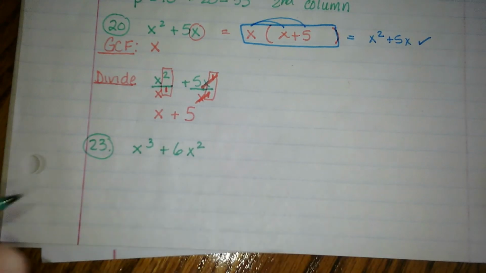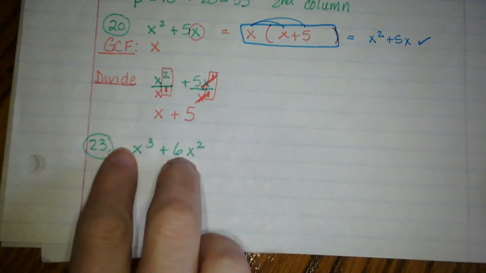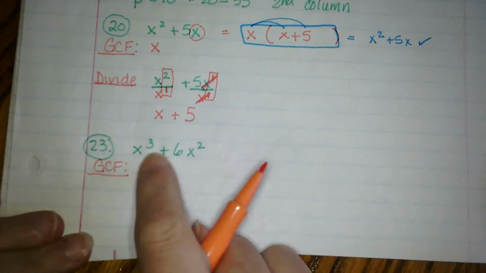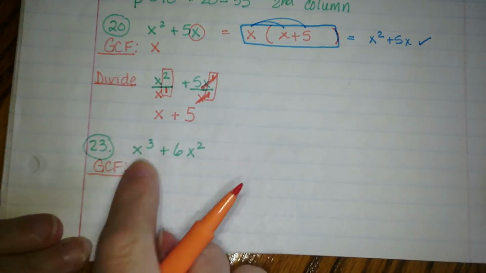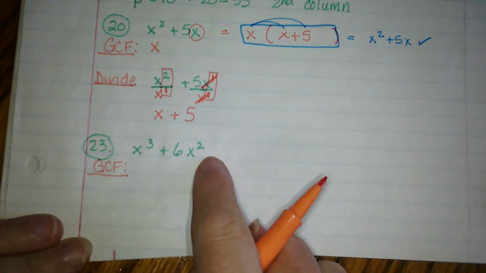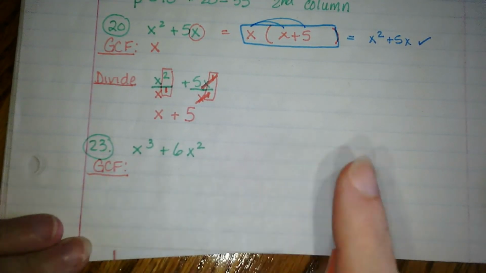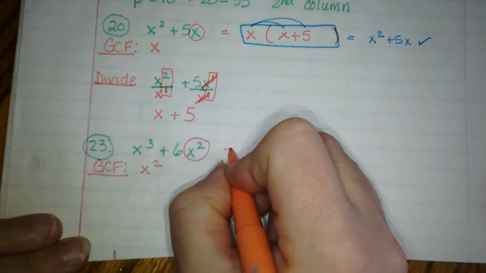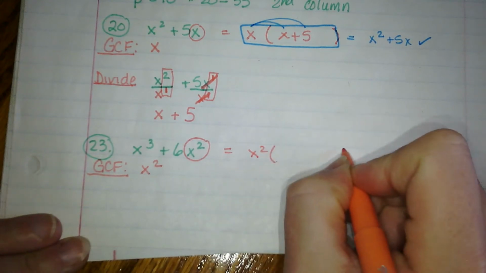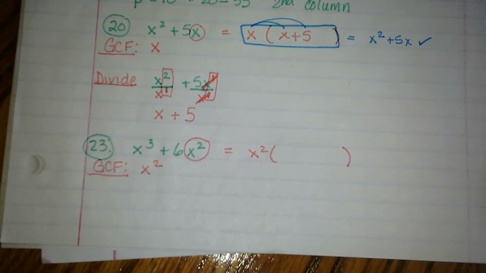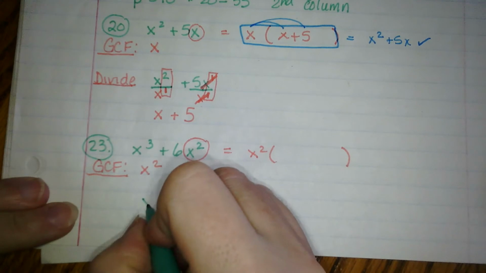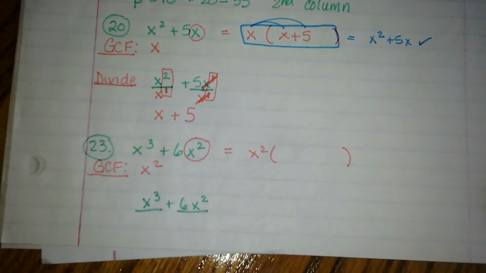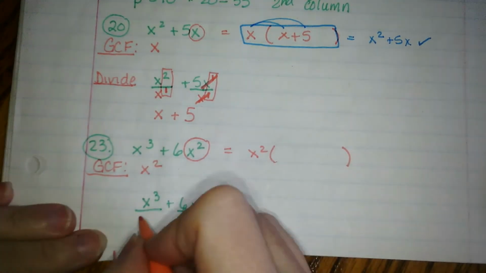Again, what we're doing is we're looking for GCF. We still don't have 2 numbers, so we don't have to worry about those factors. We're looking at variables. This has x to the third, so that's x times x times x. That's 3 of them. This says x squared. That's x times x. That's 2 of them. We want the smaller of the exponents. Then we're going to take our problem, x to the third plus 6x squared, and we are going to divide by that GCF.